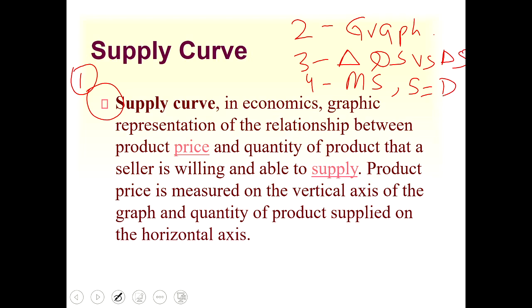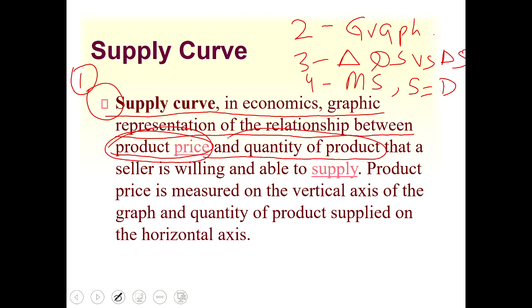But first, we are going to see the definition of the supply curve. Supply curve in economics is the graphic representation of the relationship between product price and quantity of product that a seller is willing and able to supply. So this is the first part of the supply curve's definition. It simply means that the supply curve is a graphic representation which shows the relationship between the price of a product and its quantity sold at different price levels.